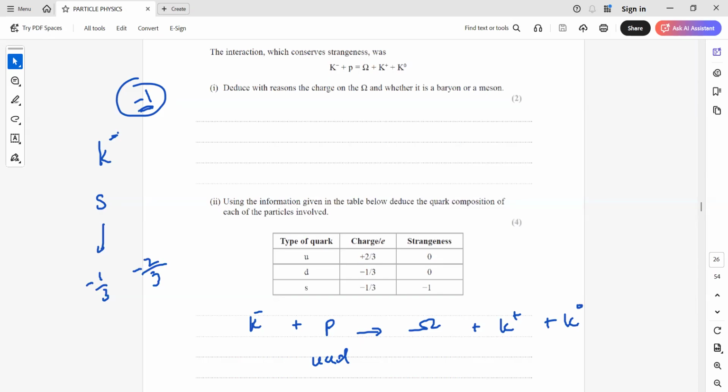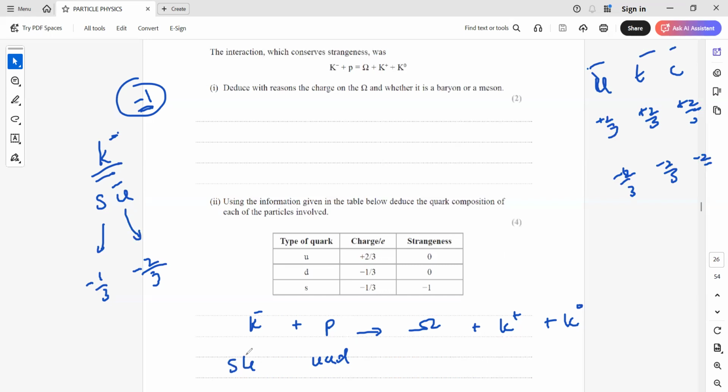But it is a meson. If something is a meson, it must be a quark and anti-quark. So there must be an anti-quark. Which quarks have +2/3? Up is there, top is there, and charm. These are the quarks which have +2/3 the charge of the electron. So if it is an anti-particle, then it will be -2/3. So this should be made up of anti-up. So K minus will be a combination of strange and anti-up.